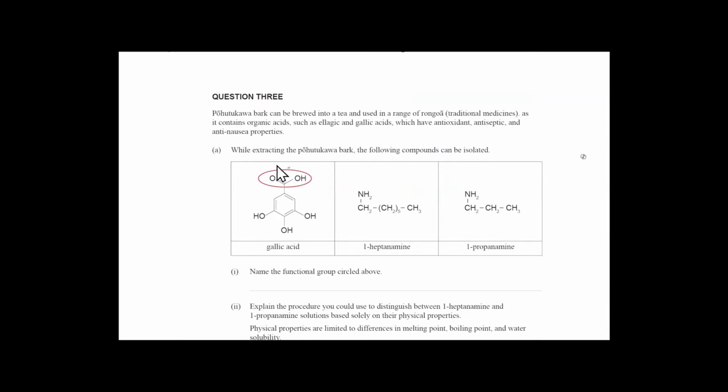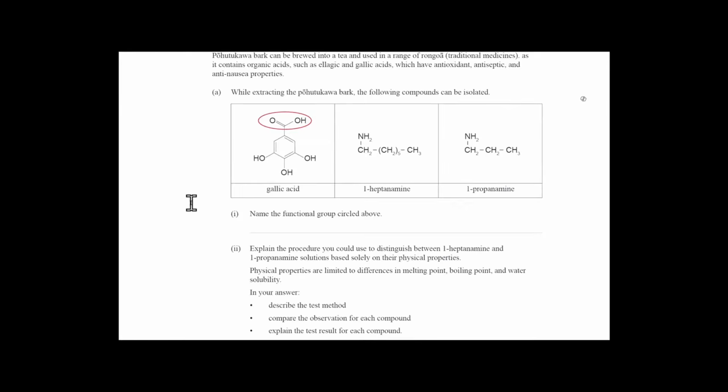While extracting the Pōhutukawa bark, the following compounds can be isolated: gallic acid, 1-heptanamine, 1-propanamine. Okay, name the functional group. It's the carboxylic acid group. I can never spell it. Spelling.